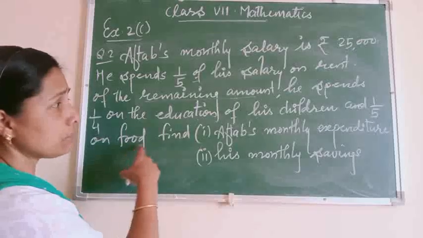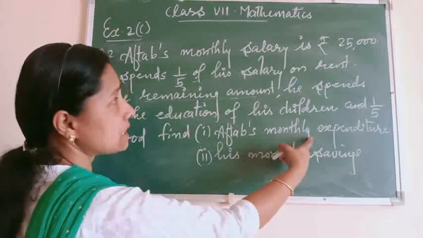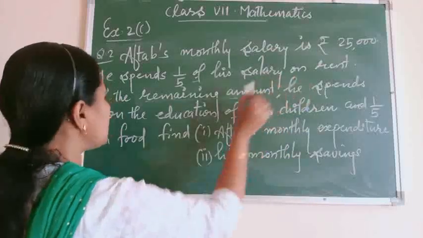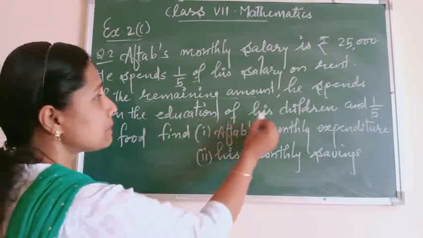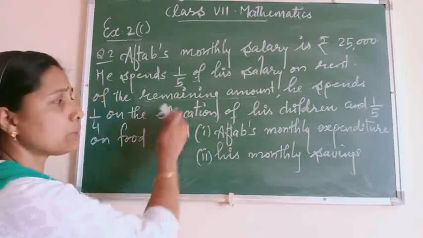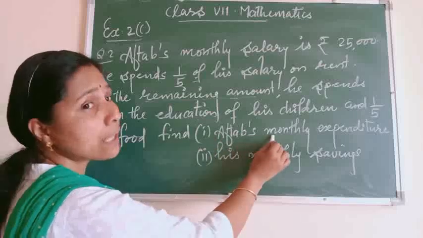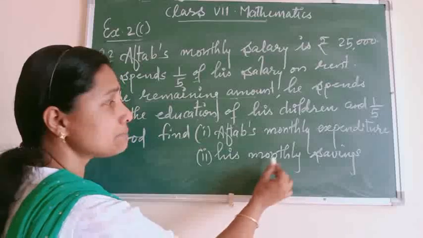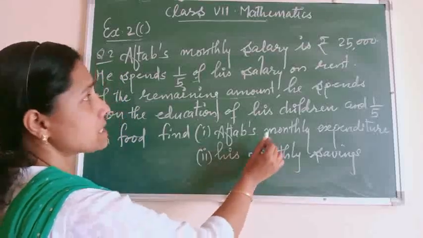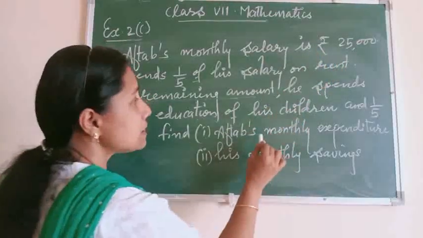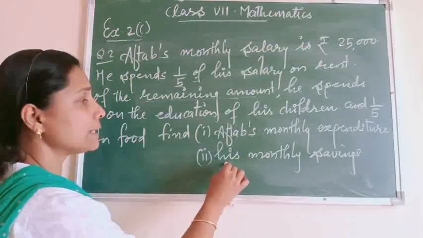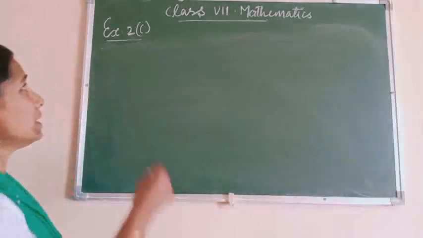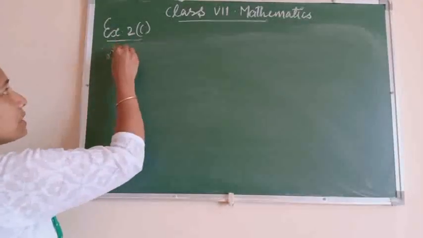After getting these three, for getting Aftaf's monthly expenditure, we have to find the total, that is money spent on rent plus money spent on education plus money spent on food. These three amounts you have to add. That will be the first part answer. After getting the monthly expenditure, for the second answer, that is his monthly savings, you have to do the subtraction, total salary minus expenditure. Then you will get the second answer. Okay, now see the solution here. Question number 2 solution I am giving here.